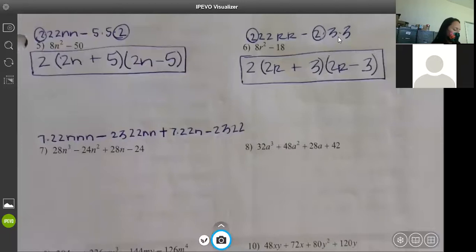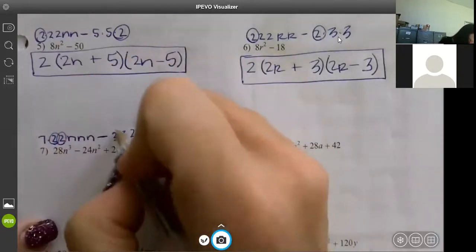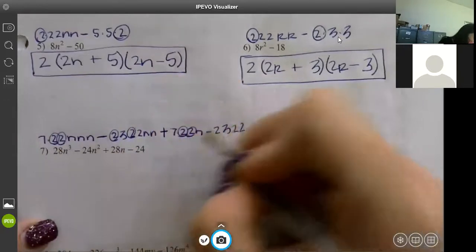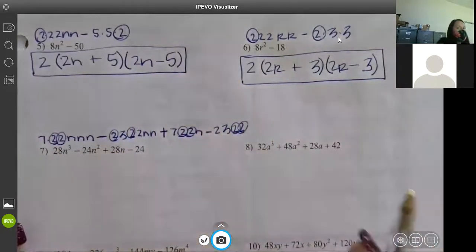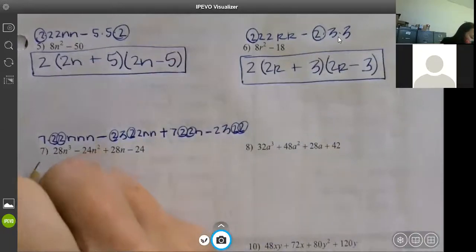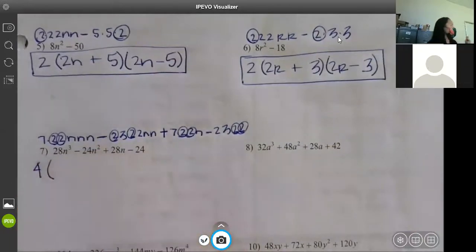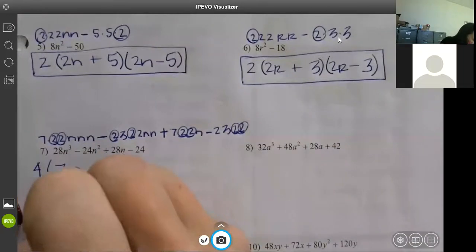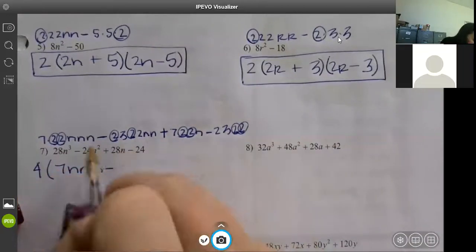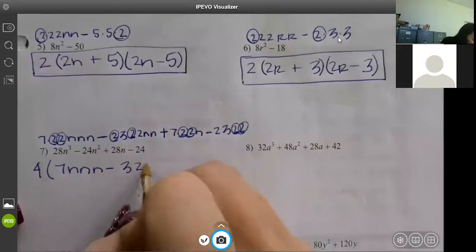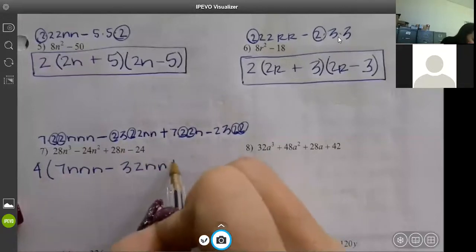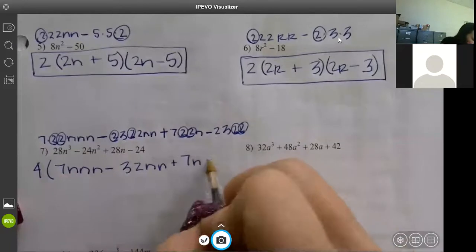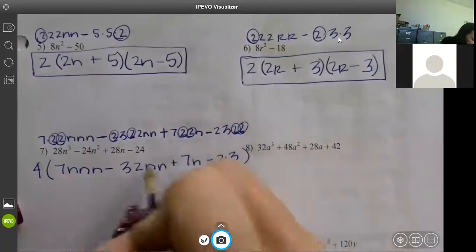What do they all have in common? 2 2s. And 2 2s is what? 4. Now, what I'm going to do is not write them together. I'm going to keep them separate. So what did I have left? I had a 7 and 3 n's, a minus, a 3, a 2, n, a plus 7n, and a minus 2, 3.